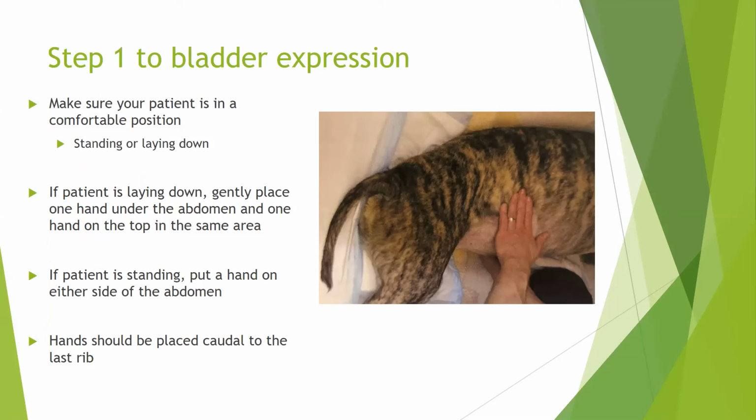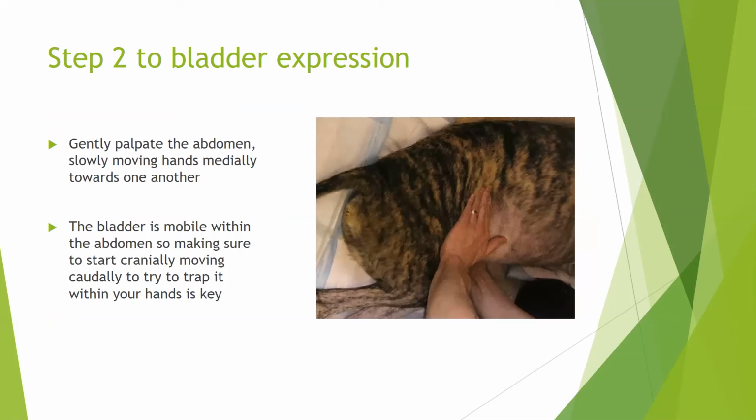Make sure that your patient is in a comfortable position. That can either be standing or laying down. In the picture to the right, you're going to see them laying down in a lateral position. If the patient is laying down, gently place one hand under the abdomen and one hand on the top in the same area. If the patient is standing, put a hand on either side of the abdomen. Hands should be placed caudal to the last rib.